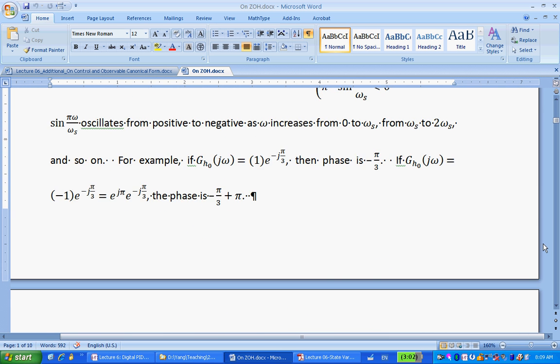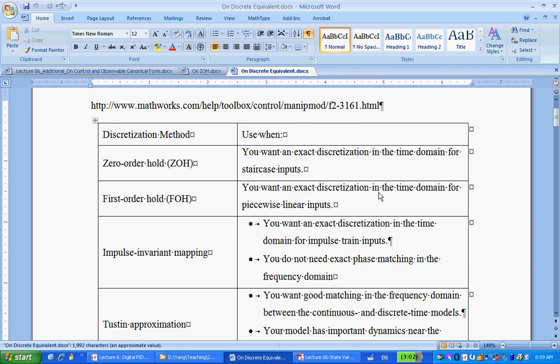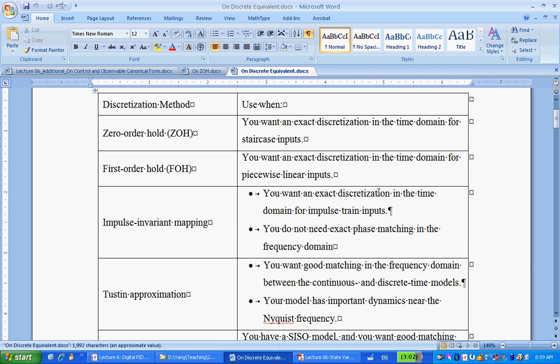Let me see, do I have it. Here is the table. Let me show you the table here. A little summary here. See, for example, zero order hold. You want an exact discretization in the time domain for staircase input. And the impulse invariance mapping is you want an exact discretization in the time domain for impulse stream input, right? That kind of makes sense, right?